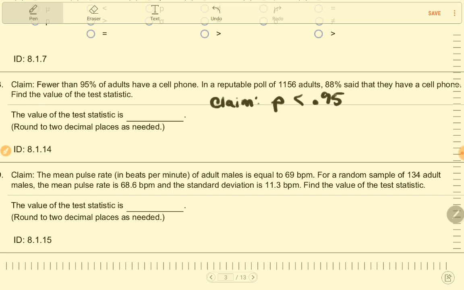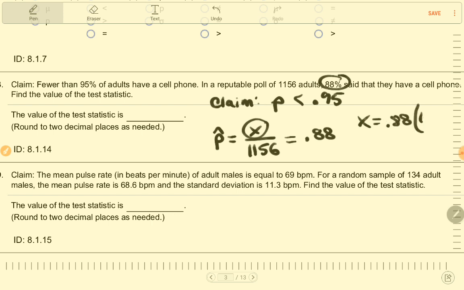In a reputable poll, p hat is out of 1,156. There were a certain number of people who said that they had a cell phone, and that turned out to be 88%. So this is 0.88. Now, if I need to, I can figure out what x is by solving for x. So to solve for x, I could just do x equals 0.88, 88% of the total sample size.